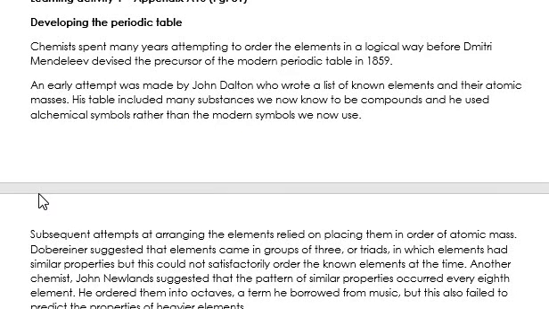Developing the periodic table. Chemists spent many years attempting to order the elements in a logical way before Dmitry Mendeleev devised the precursor of the modern periodic table in 1859. So we've had the modern periodic table, or something very similar to it, for just over 100 years now. But before that, there were a lot of different attempts by chemists to try and order the elements. We're going to have a look at some of those now.